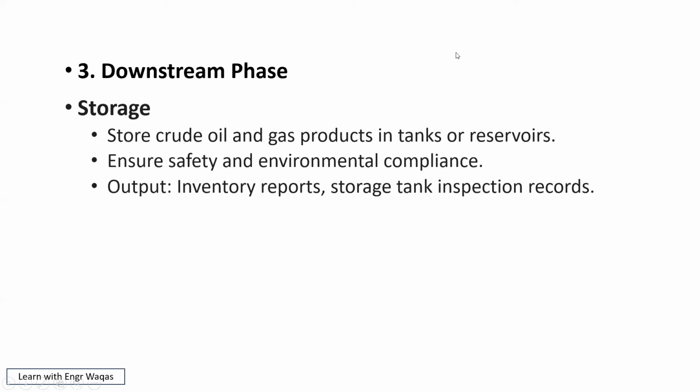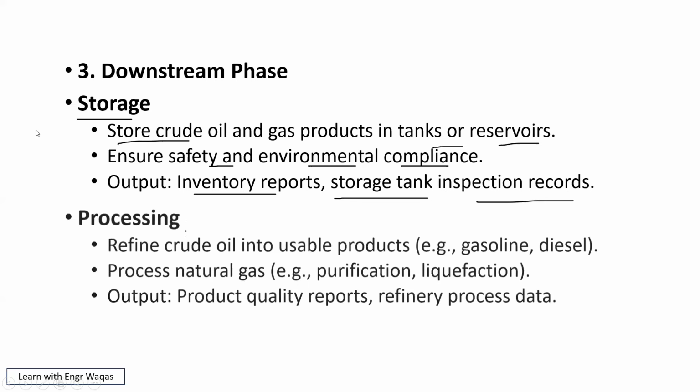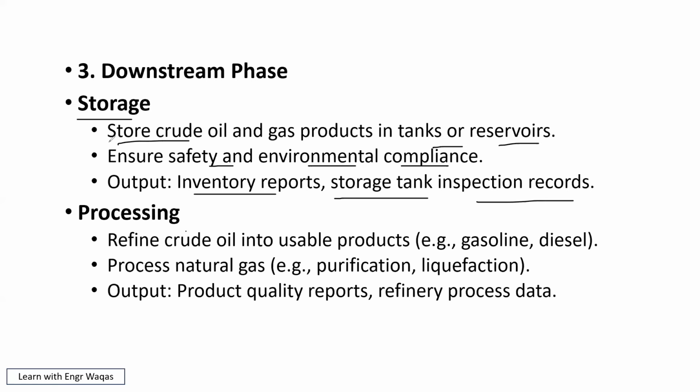Once transportation is done, what are you going to do? You are going to store your hydrocarbons in tanks or reservoirs, ensuring safety and environmental compliance, inventory reports, storage tank inspection records, and then processing. Obviously, after storage, these hydrocarbons are taken by the refineries to be segregated. You have kerosene oil, diesel, gasoline, LNG, LPG, different kinds of outputs or products processed from that oil and gas.